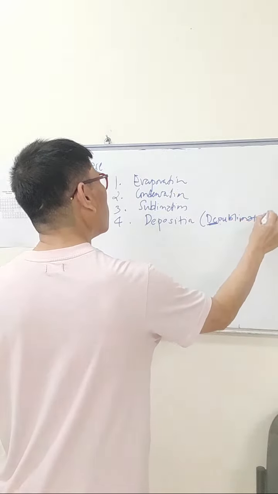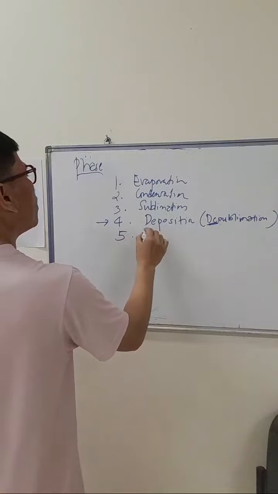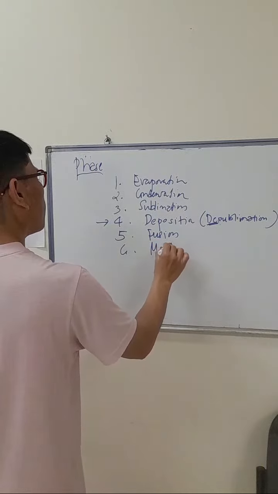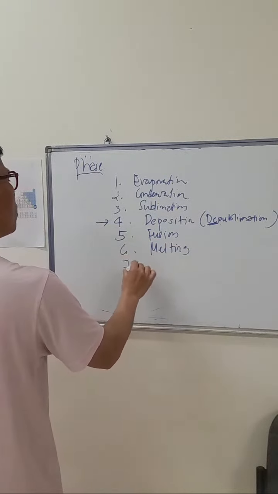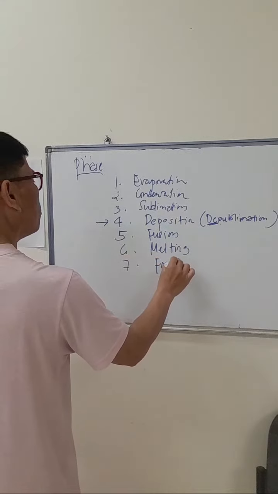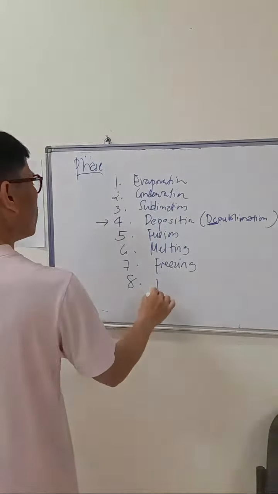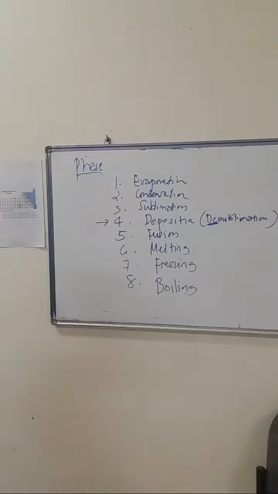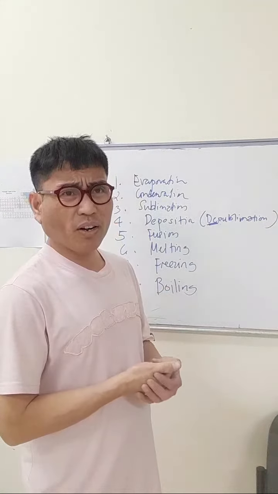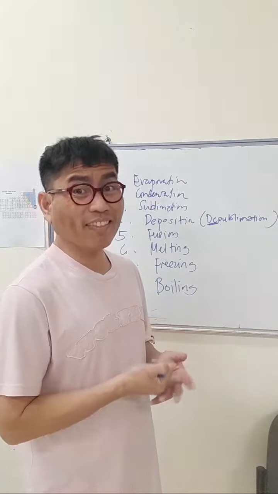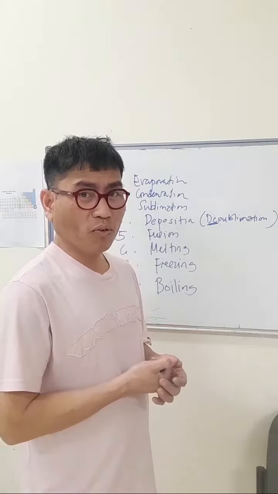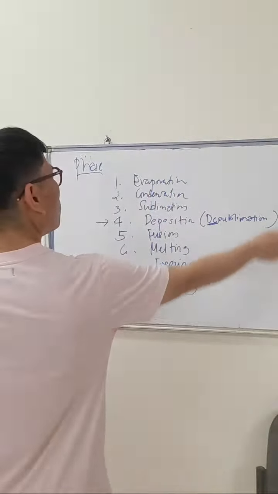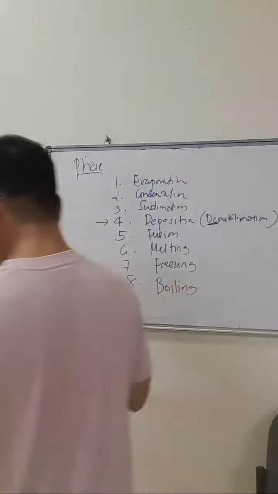Number 5, we have fusion: melting, freezing point, melting point. We have also boiling. That's all of it, guys, it's easy. I will not include pyrolysis or catalytic cracking because it is very obvious, it is already an exothermic reaction, no need to explain further. But these ones, we have to explain.